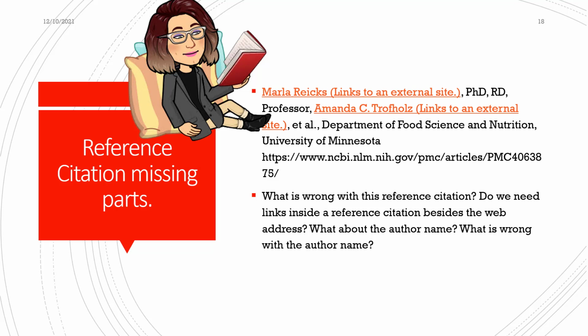So what is wrong with this reference citation? Do we need links inside a reference citation besides the web address? What about the author name? What is wrong with the author name? Basically, you need to put the last name first. So you have to go Reeks Marla and Traholtz Amanda, and then Traholtz Amanda C. And then you write the article name, and this is missing the article name. And then you write the date that you retrieved the website, and it's missing that. And then you write your web address. So it's missing a lot of parts.